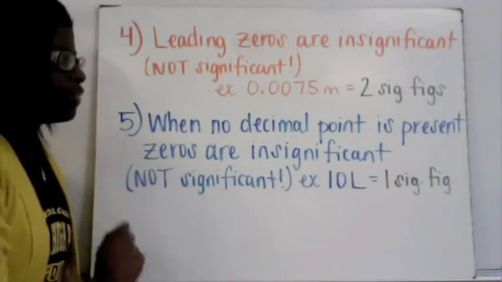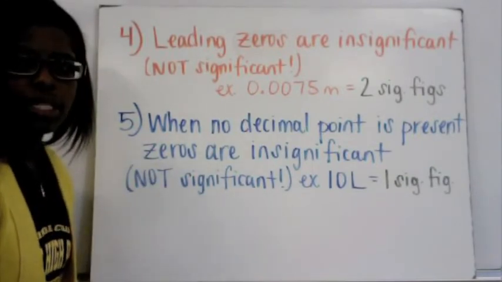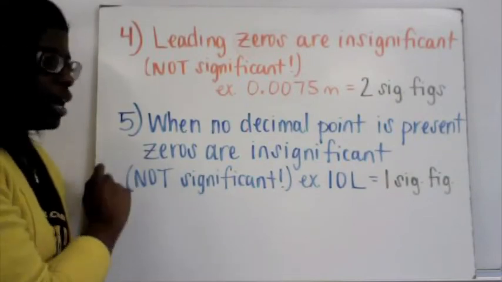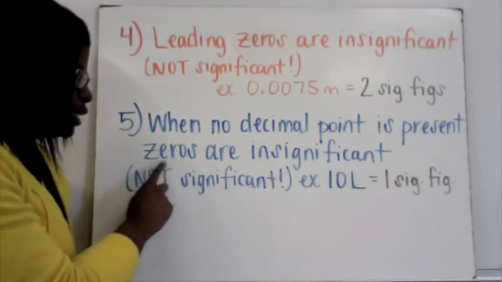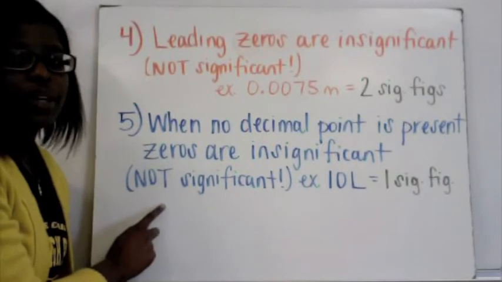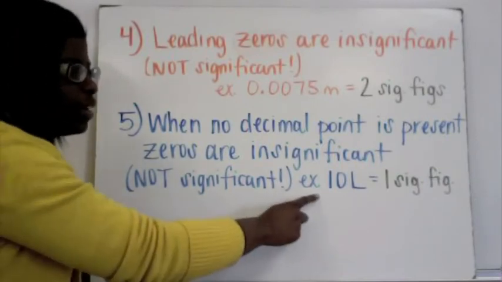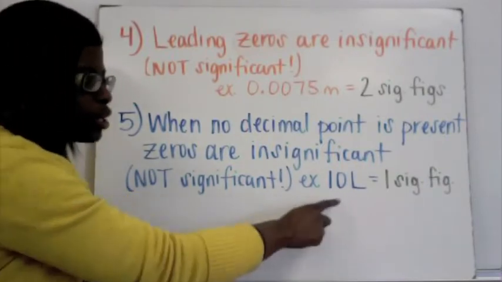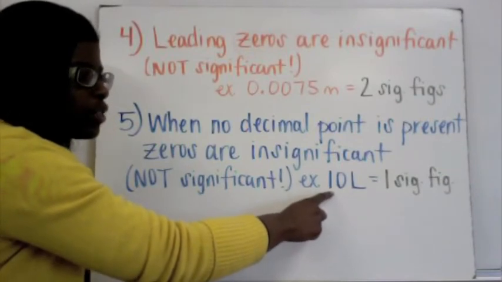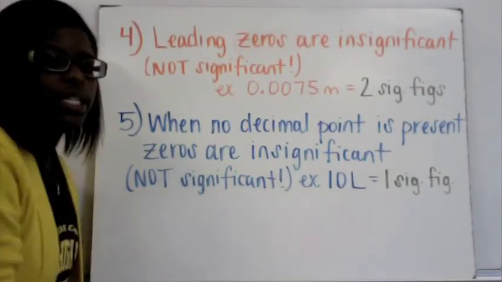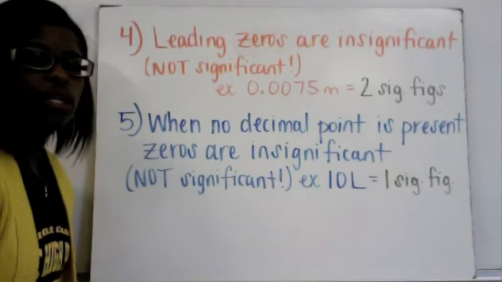And rule number 5, when there's no decimal point present, then the zeros are insignificant as well. That means when you don't have a decimal point, those zeros are not significant. The example we have here is 10 liters. There's no decimal point here, so just the 1 in the 10 liters is significant. This example has only 1 sig fig.